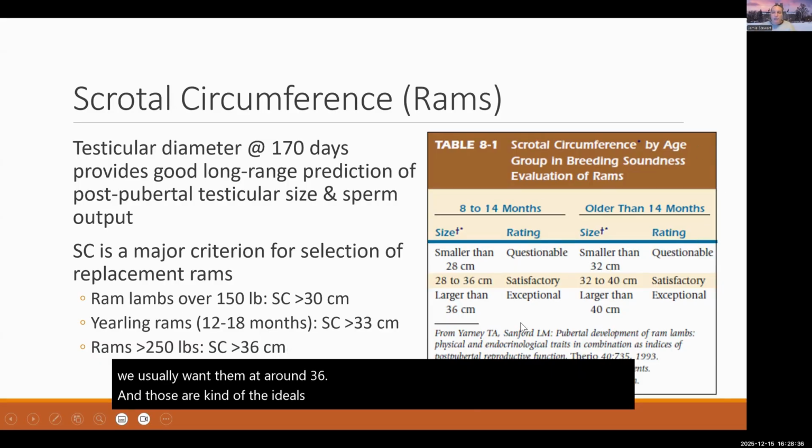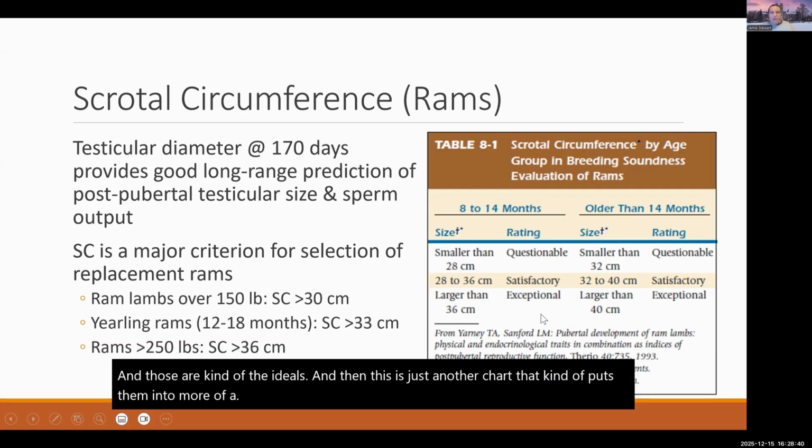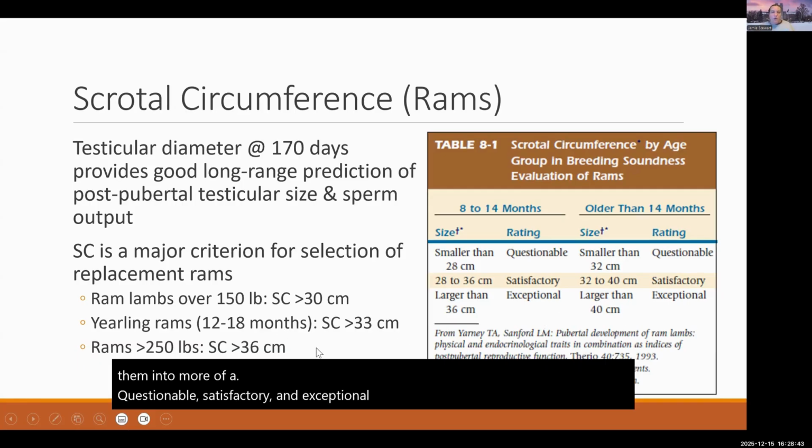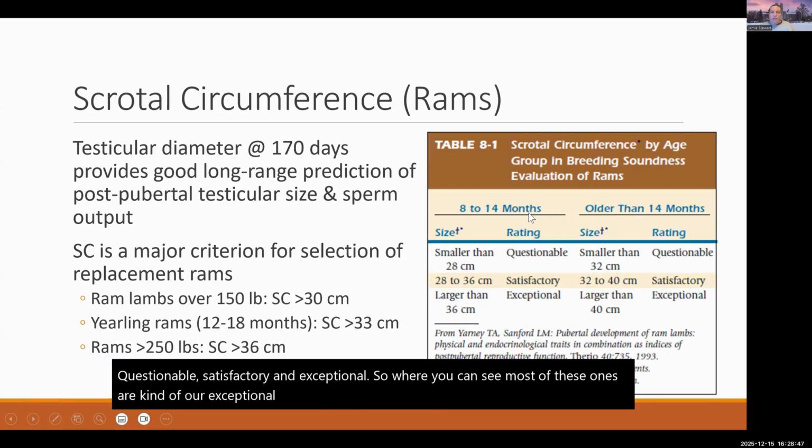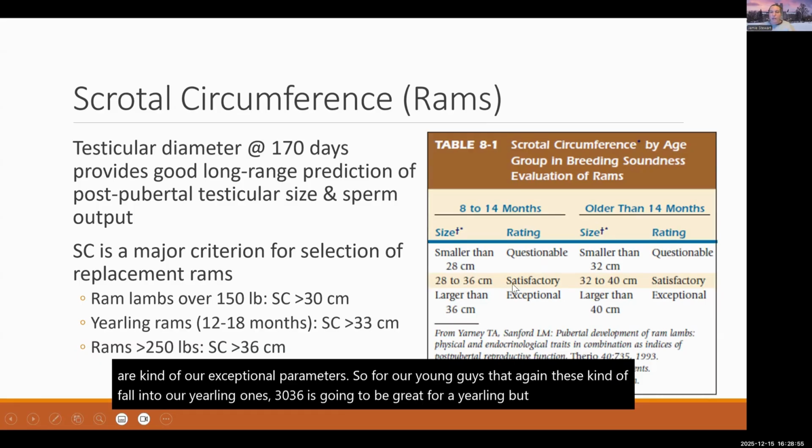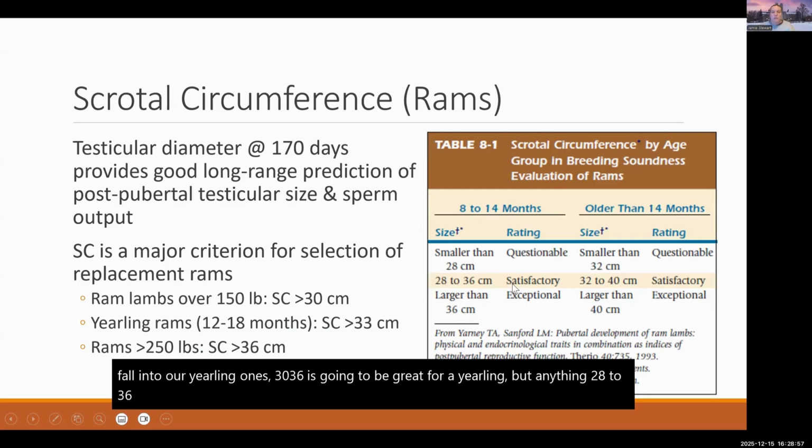And then this is just another chart that puts them into more of a questionable, satisfactory, and exceptional. So you can see most of these ones are our exceptional parameters. So for our young guys, which fall into our yearling ones, 36 is going to be great for a yearling. But anything 28 to 36 is considered satisfactory.